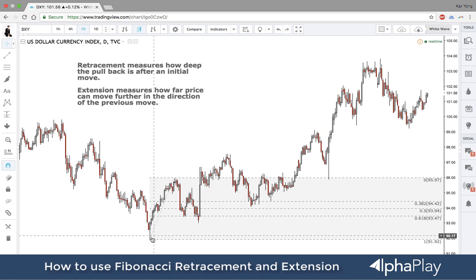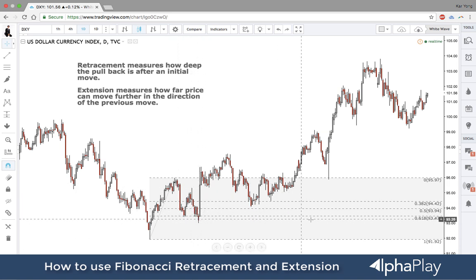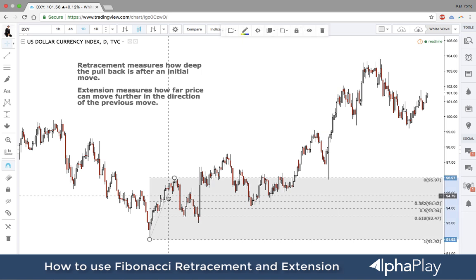Okay, so if you pull it from the initial starting point to where the peak is, you literally measure the pullback, how deep it's going to go. In this case, you can see this entire pullback comes all the way to your 0.618 Fibonacci ratio. Once you've done that, this is how you measure retracement.